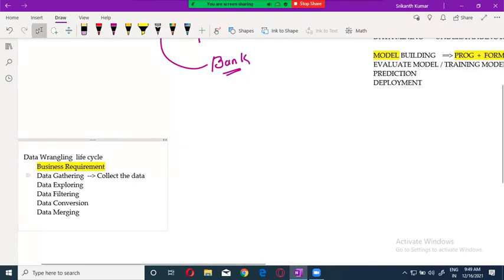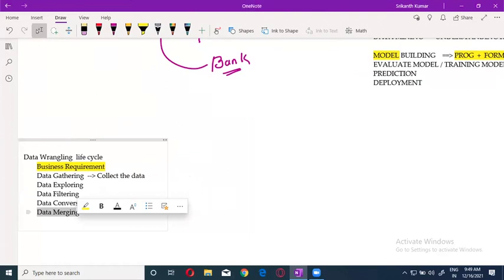Now after this, you're going to collect the data. Then you're going to explore the data. Exploring data means going deeper and deeper into the data, guys. Then you are going to filter the data, and then you will do the conversion of the data. All this we are going to see, and then we will connect it with a realistic scenario, how it happens in the real world, in real-time projects.